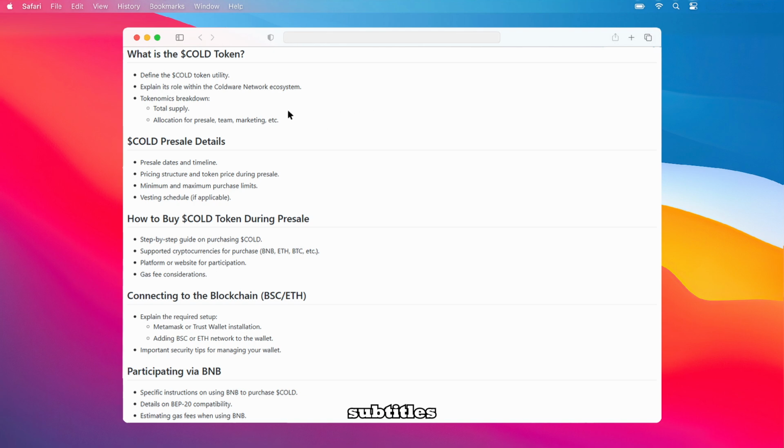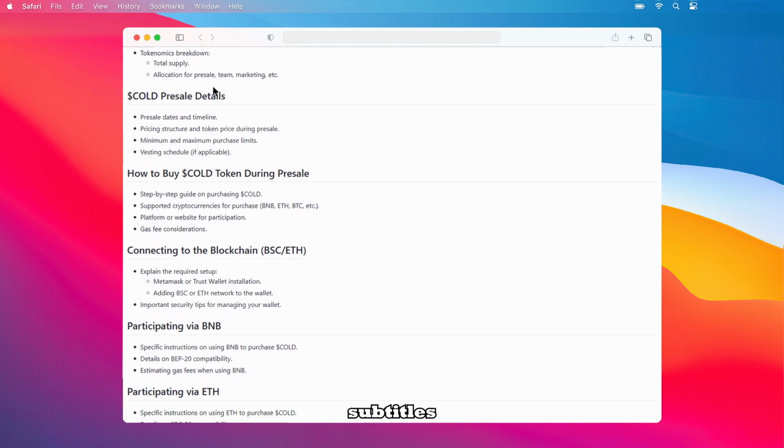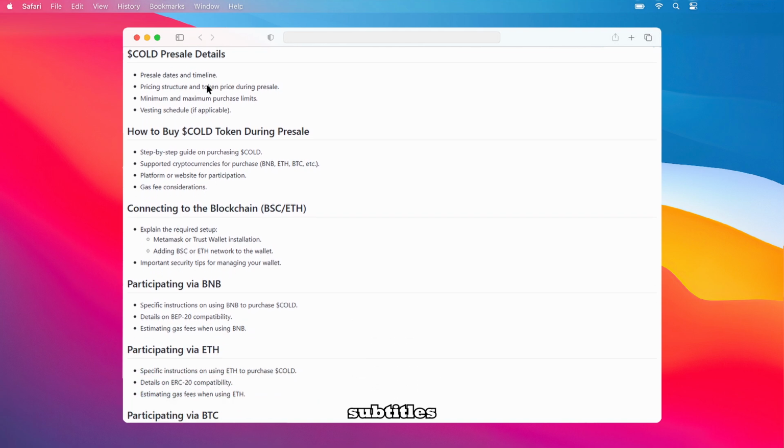Here is what you need to know about the $COLD token presale. We'll start by outlining the exact presale dates and timeline, so you can mark your calendars accordingly. Next, we'll delve into the pricing structure, including the specific token price you can expect to pay during this presale period. We'll also cover the minimum and maximum purchase limits that will be in place to ensure fair distribution. Finally, we will explain the vesting schedule, if any, so you are aware of how and when you will receive your tokens.